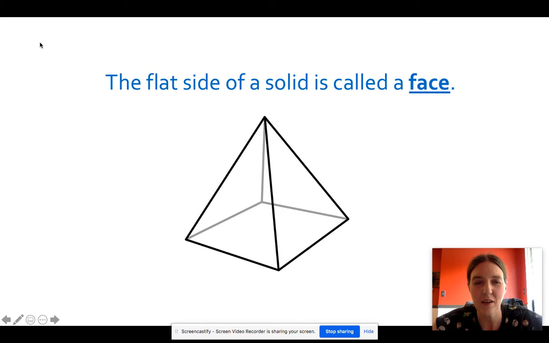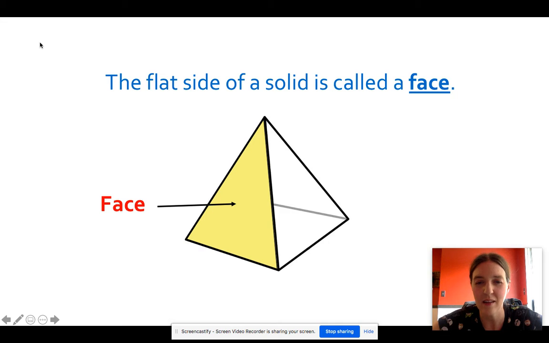So the first thing we're going to talk about is a face, and I'm going to highlight the face here. So the face is the flat side of a solid. In this case, it's a triangle, and you can count how many faces there are. The base that the solid is sitting on can also be considered a face. So when you're counting, make sure you count the shape that the solid is sitting on as well.